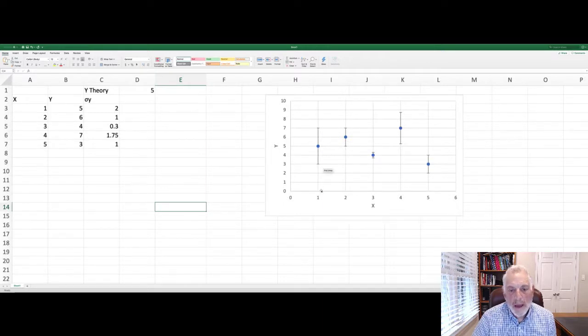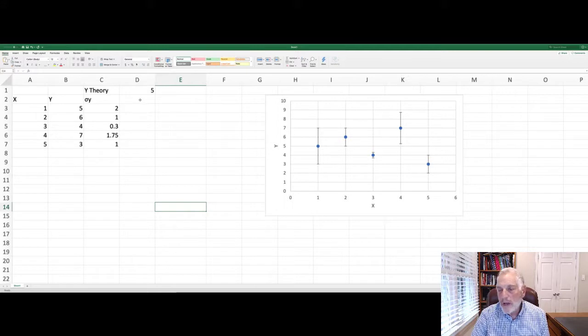So here's x equals 1, and the value is 5 plus or minus 2, and x equals 2, the value is 6 plus or minus 1, and so on. So now we want to see how we can use this to compute chi-squared. Oh, I even gave you a value of the theory, which I started off as 5.